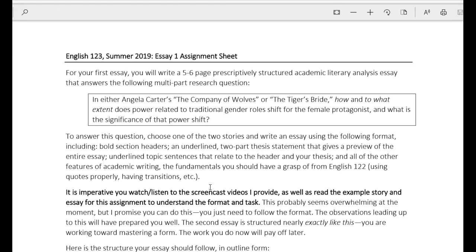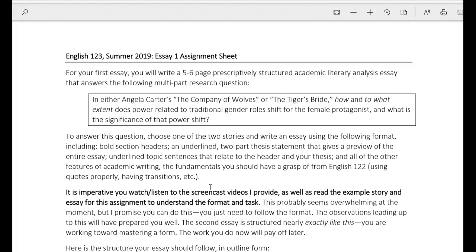So these are two of my favorite stories. I think they're so good. I'm asking you to read both of them so you can kind of discover which one speaks to you and that you'd like to write about more. They're also both kind of structured in the same way. Okay, so it asks you to look at gender roles in those stories of the men and the women, or the men and the beasts, however you will.